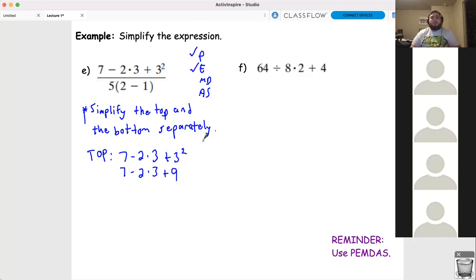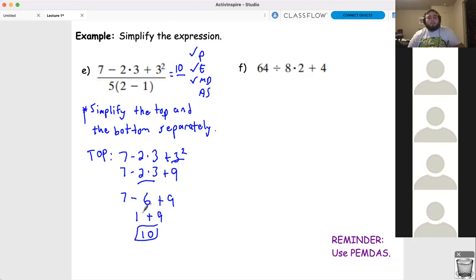Now we're gonna multiply and divide from left to right. 7 minus 2, nope. 2 times 3 is 6. So I did 3 squared first. Now I'm gonna do 2 times 3. So it'll be 7, take away 6 plus 9. Now we add and subtract from left to right. So then we get 7 minus 6 is 1 plus 9. It's 10. So now we're done with the top. So we get equals 10 on top.